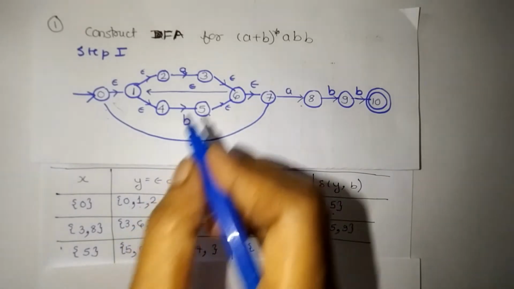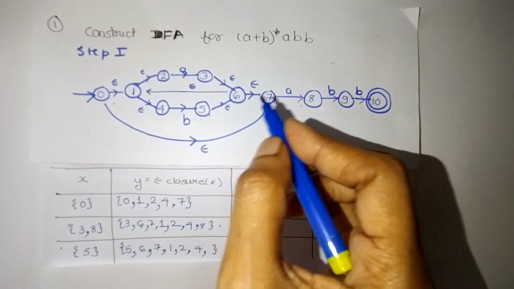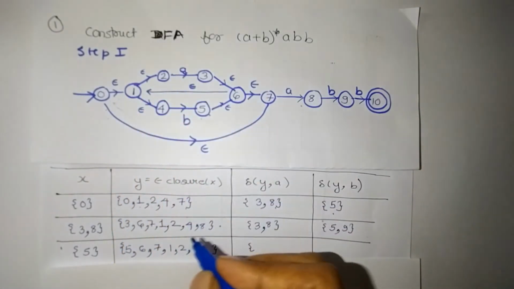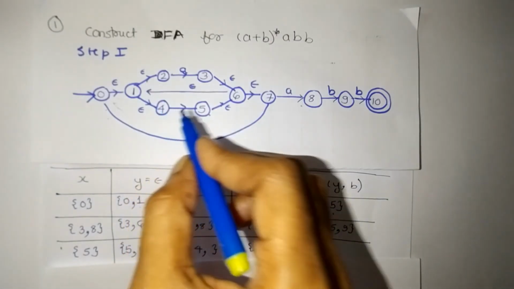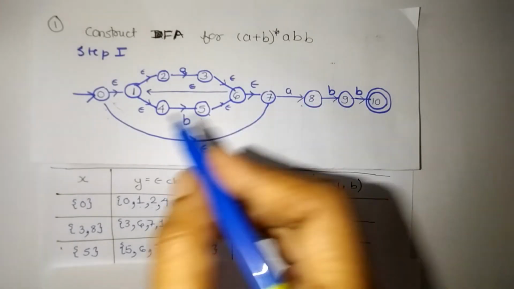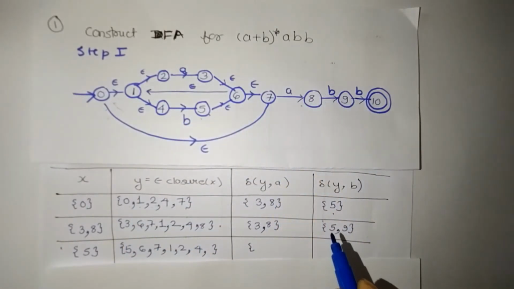From 3, do we have a transition on b? No. From 6? No. From 7? No. From 1? No. From 2? No. From 4? Yes, we have a transition on b to 5, so I included 5 here. Then from 8? Yes, to 9. So the new states we have to include are 5 and 9.